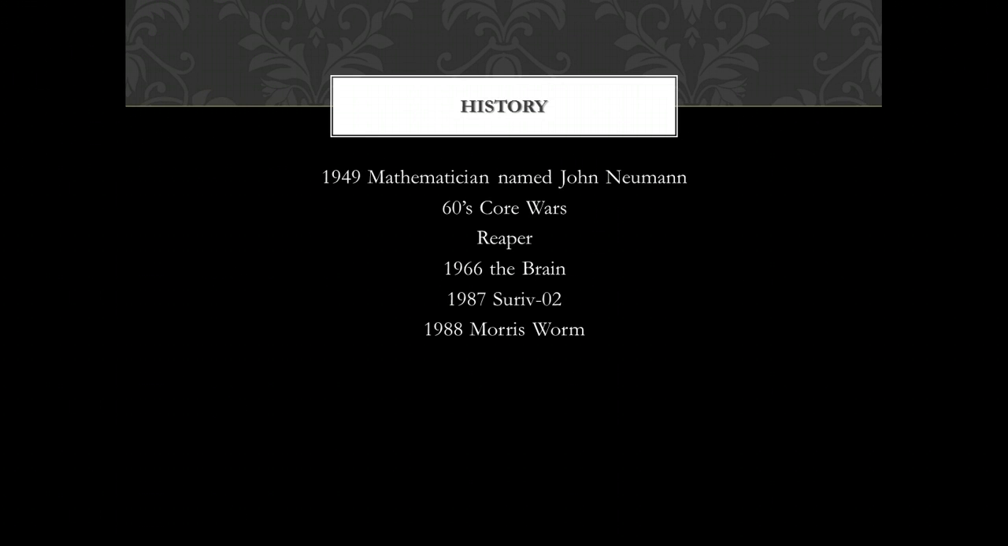Okay, a little bit about the history. In 1949, there was a mathematician named John von Neumann who actually described a program that resembles what a computer virus is today. It wasn't until the 60s that an actual virus was created. It was created by a group of programmers that created a game called Core Wars. Core Wars would reproduce and saturate the memory of the other player's computer. The same programmers who created the game also created the first antivirus called the Reaper. The Reaper would actually destroy the copy that was created by the Core Wars game.